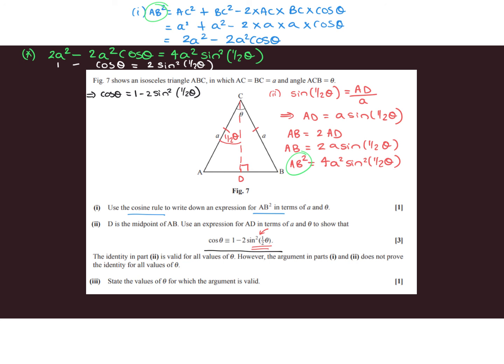Now, the identity in part 2 is valid for all values of theta. However, the arguments in parts 1 and 2 do not prove the identity for all values of theta. State the values of theta for which the argument is valid. Now, the argument starts with an isosceles triangle where the angle theta up here has got to be greater than 0 and less than 180 degrees. You wouldn't be able to have a triangle with an angle equal to 180 degrees.